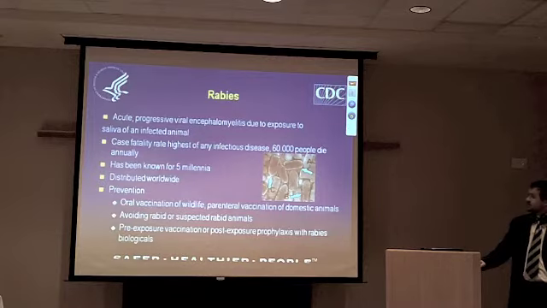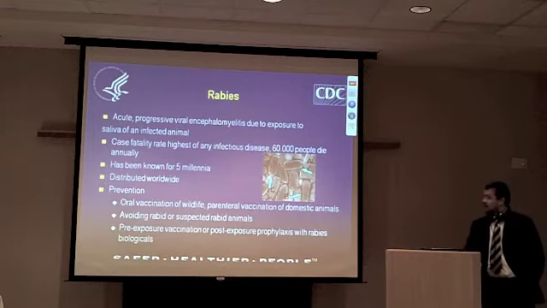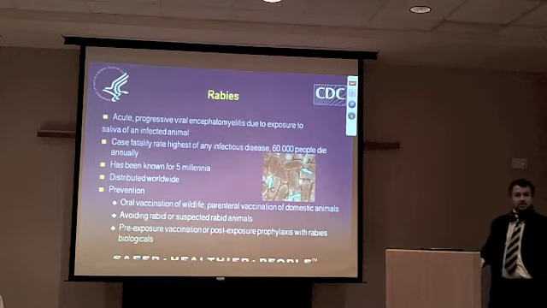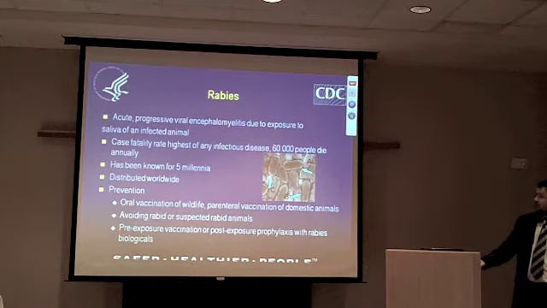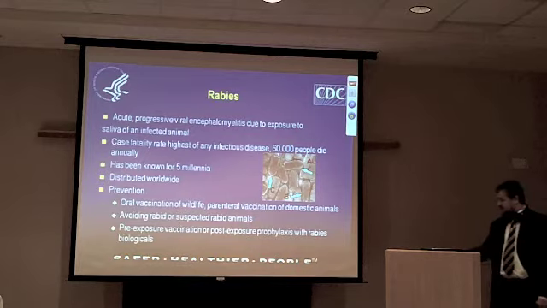Annually, more than 60,000 people die from rabies worldwide. Rabies is one of the oldest diseases, and despite the fact that there is no treatment, it could be easily prevented. There are multiple strategies. One of the most important is oral vaccination of wildlife, as well as parenteral vaccination of domestic animals. One important part is also avoiding any rabid or suspected rabid animals and avoiding exposures. And if those happen, there is vaccination.